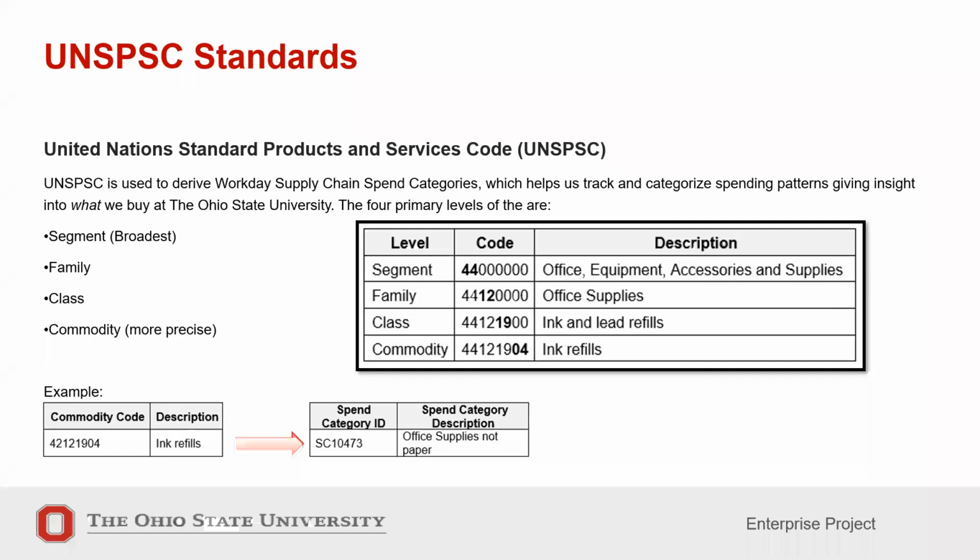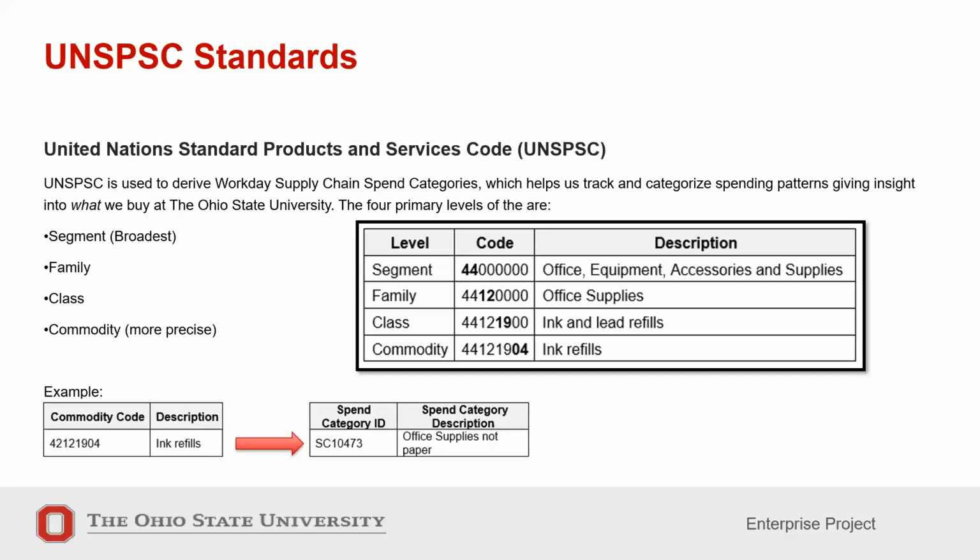So if you were wondering where ink refills go when you purchase them, you can see here ink refills are part of the office supplies, not paper spend category. Most of the spend categories are built from the segment and family level. There are instances, and it might be some of those special approval ones we just talked about, that did require us to go to a lower level like class or commodity.